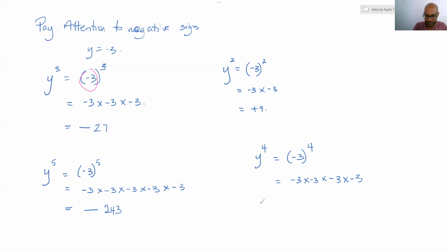Everybody understand that? Yes, sir. Yeah. So here is going to be a positive answer. 3 3s are 9, 9 3s are 27, 27 3s are positive 81. Everybody okay with that? Good.